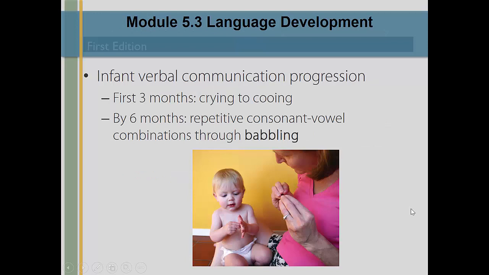Infant attempts to communicate verbally move from crying to cooing in the first 3 months. By 6 months, infants make repetitive consonant-vowel combinations through babbling. Infants increasingly babble in patterns that resemble their native language during the first year.